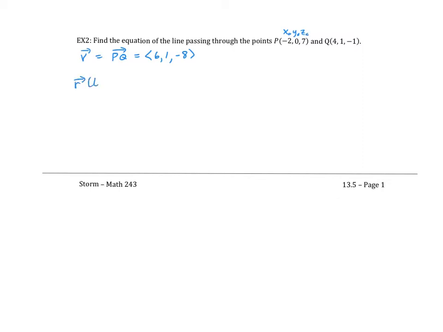The equation of my line is simply the vector -2, 0, 7, plus t times the direction vector, which would be 6, 1, negative 8. Now remember, this is not unique, and since it is a line, my t values are going to go from negative to positive infinity.